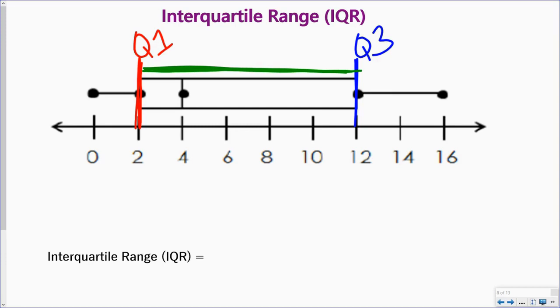And so I'm going to take 12 minus 2, which is going to give me 10. So my interquartile range is 10 for this data set.